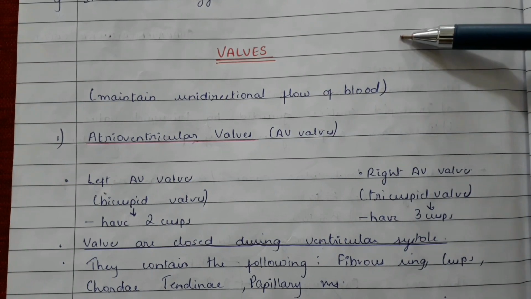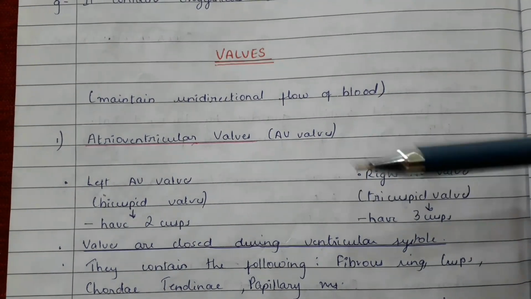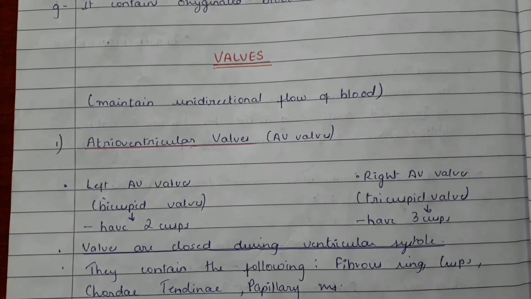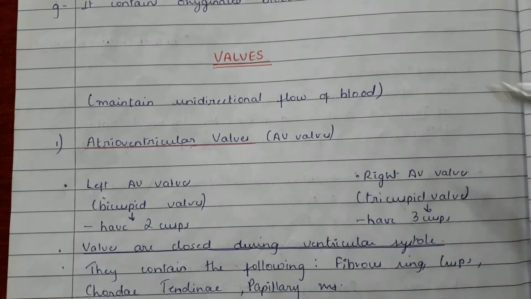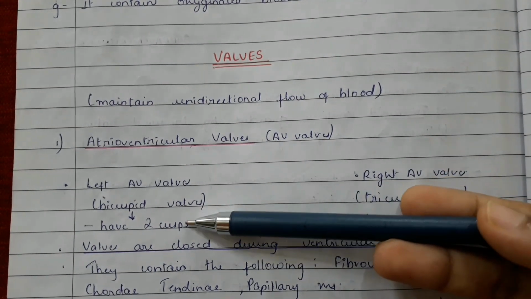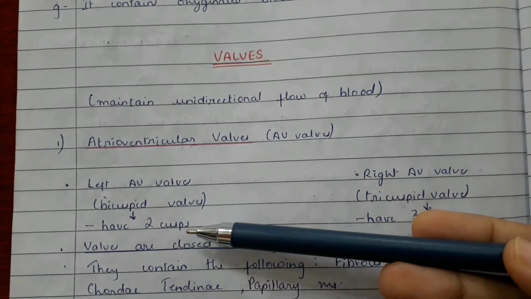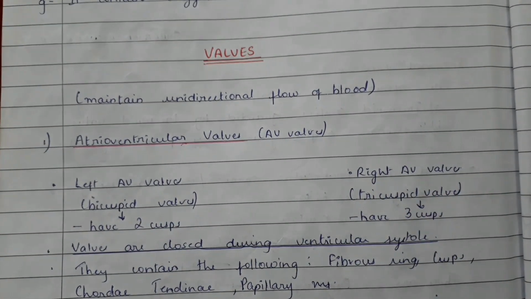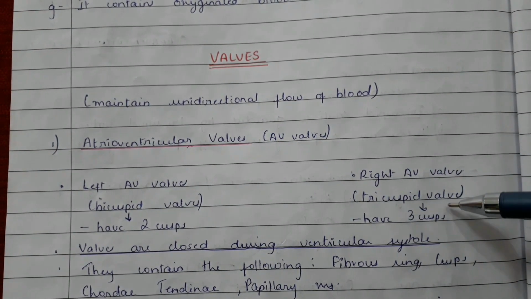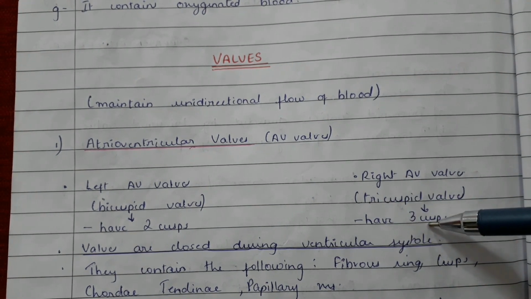The valves of the heart. The valves maintain unidirectional flow of the blood. First, let's see the atrioventricular valves, also called the AV valves. So we have the left AV valve and the right AV valve. The left AV valve is also called the bicuspid valve. Bicuspid, bi, means it will have two cusps. And the right AV valve is called the tricuspid valve. Tri means three, which means it will have three cusps.